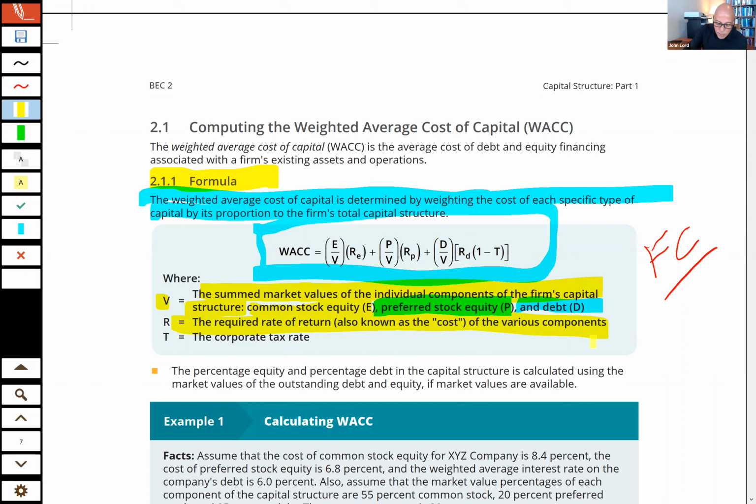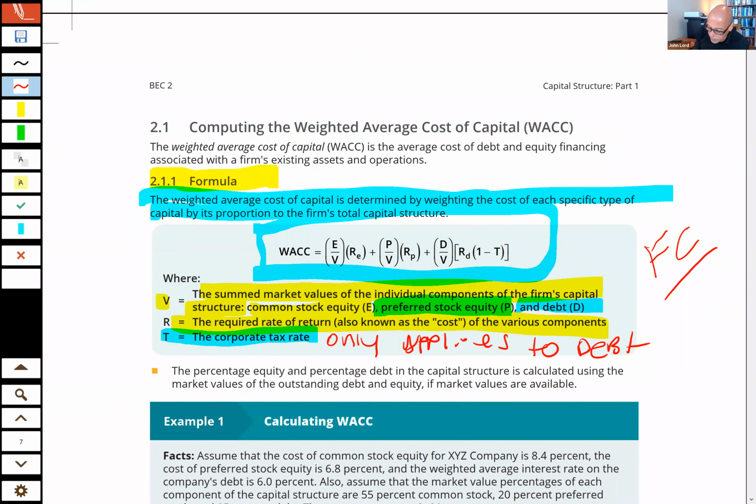And then we have the corporate tax rate. Now, the corporate tax rate only applies to the D, only applies to debt. And I've got to get me a new pen because this one is shot. So I apologize for the bad writing. It wasn't good to begin with, and now it's bad because my stylus is messed up.